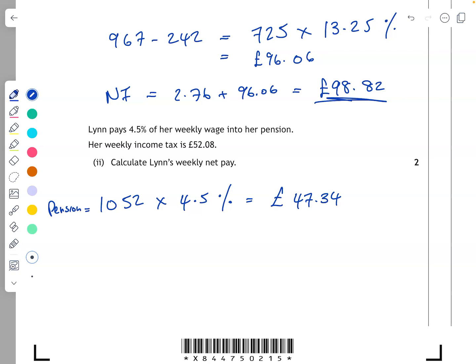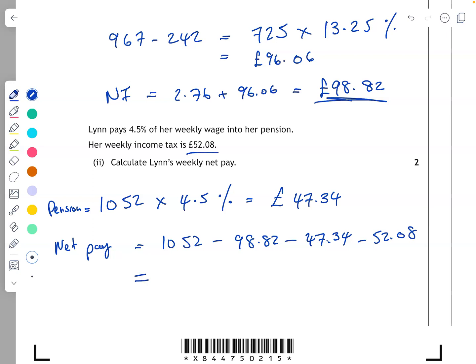And now we want to find the net pay. So the net pay is the weekly salary, so weekly wage, minus these deductions. So we've got the national insurance at £98.82, the pension at £47.34, and the tax, which is £52.08. And that comes to a grand total of £853.76.